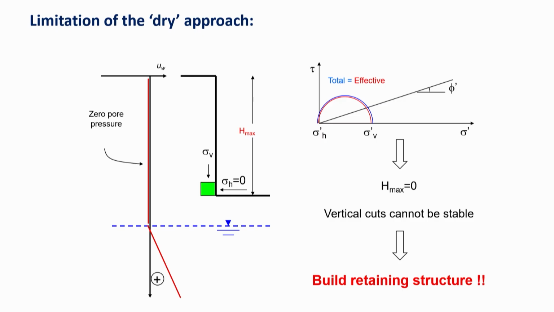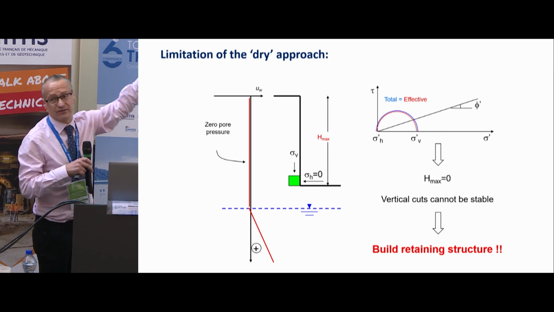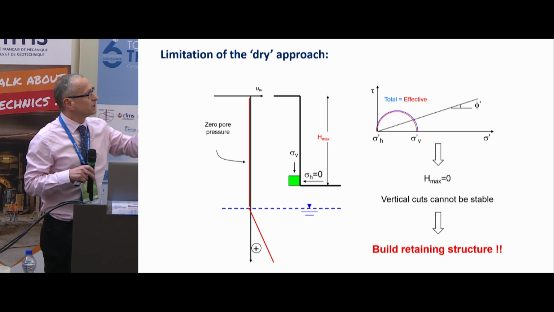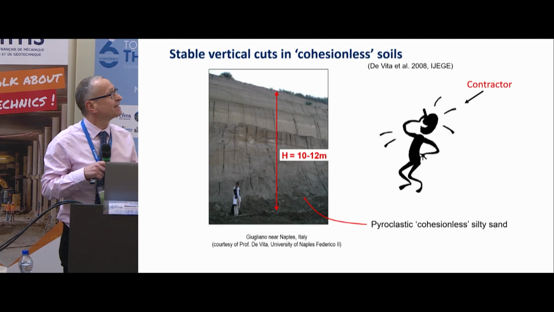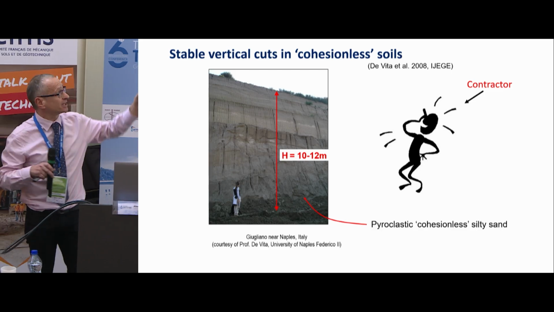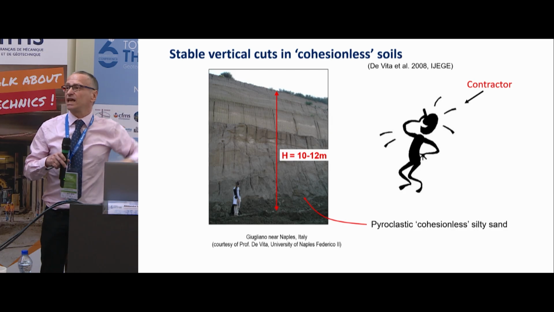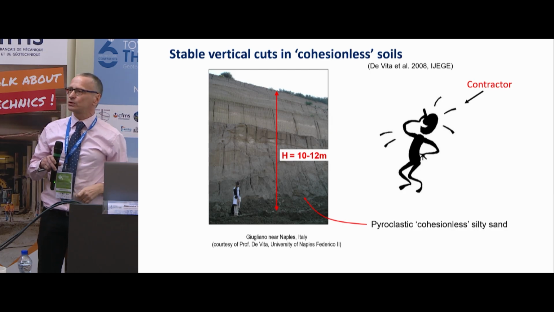Okay, forget about the sandcastle. That's an excavation. Same story. So if you're doing your calculation with a dry approach, you are going to say, oh, this excavation is not going to stand up. We need to build a retaining structure. And that's the problem. Your contractor is laughing at you. Who is this bloody engineer? That slope is a cohesionless material. It was there for decades. Why are they asking me to build a retaining wall?